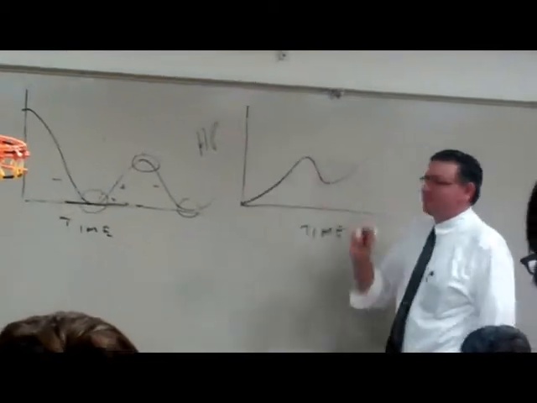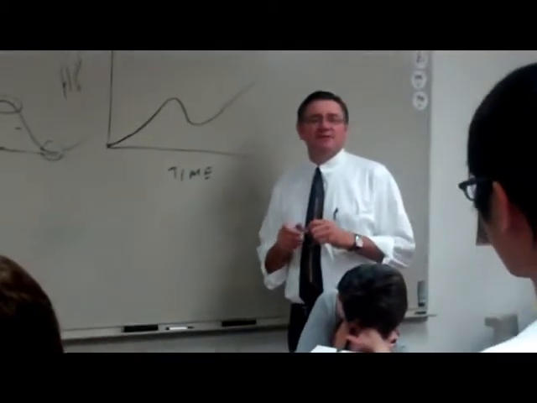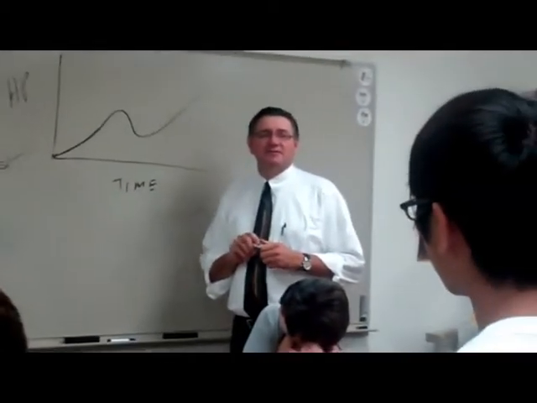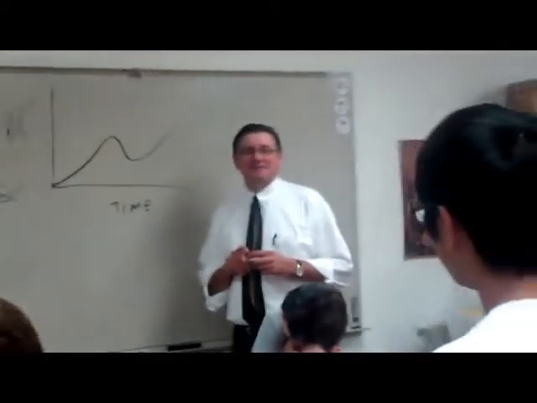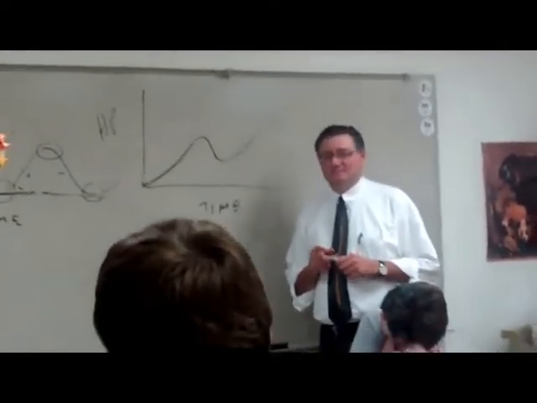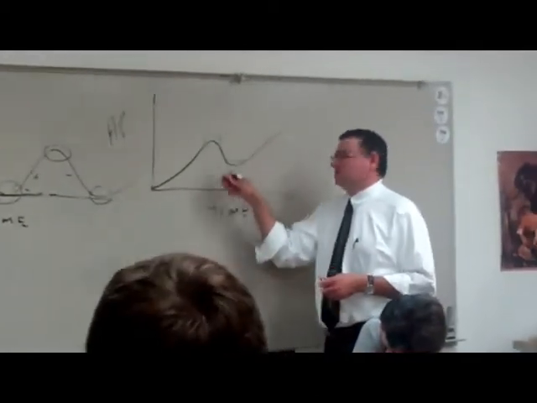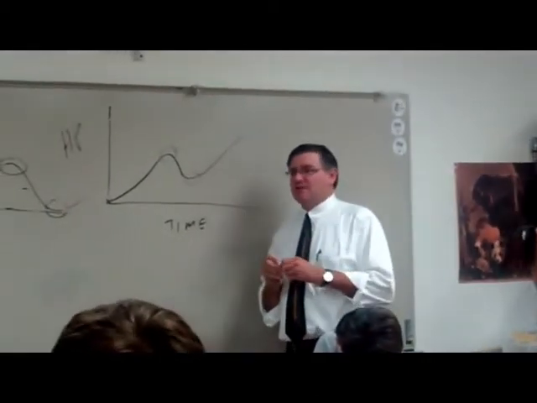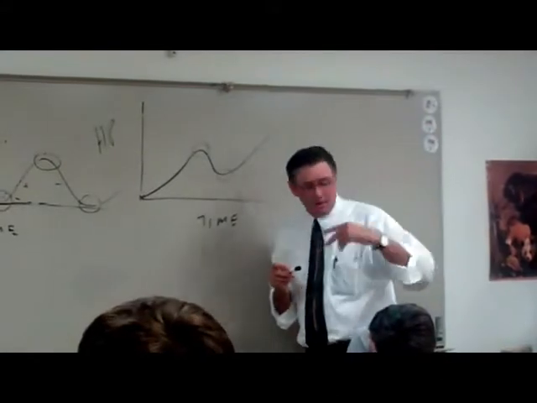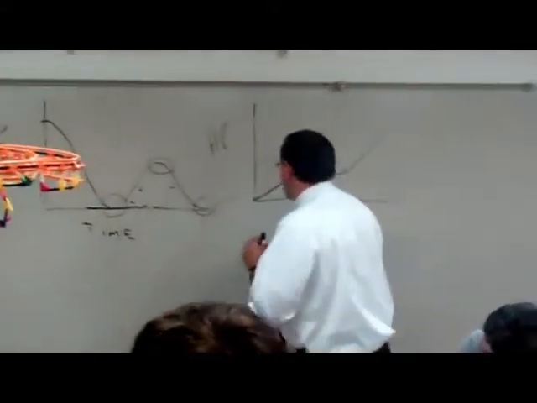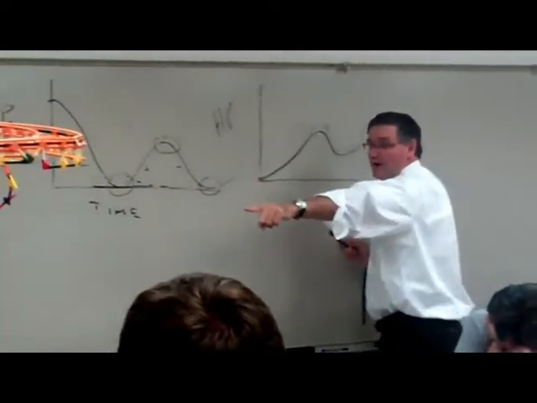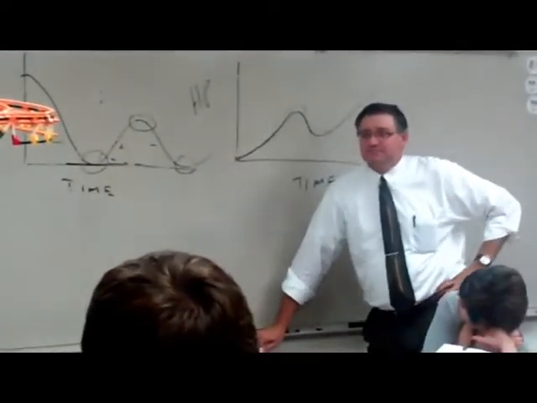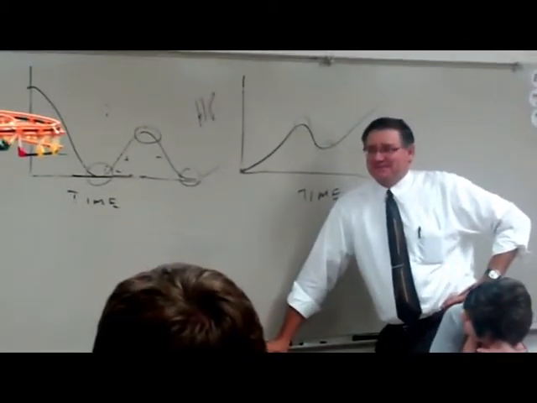Mr. Baker, based upon this graph, how many direction changes do I have? 2. Why? Because the graph only changes directions twice. Yeah, here and here. So I have 2 direction changes. So the velocity went to 0 twice. Now, could I generate this curve without a loop? No. Really?